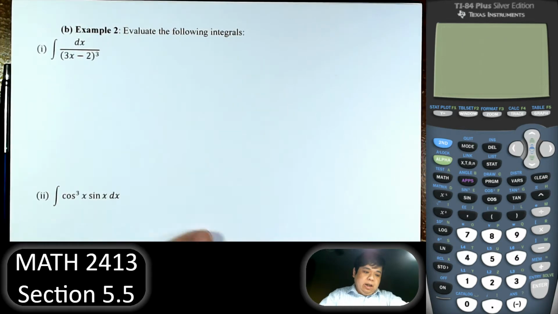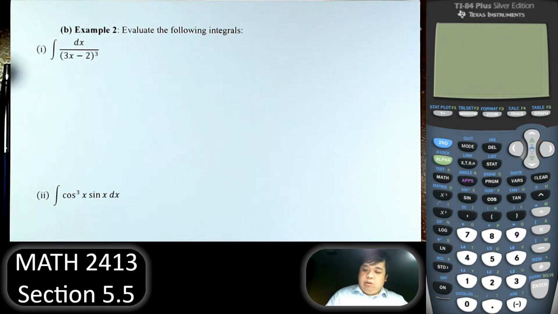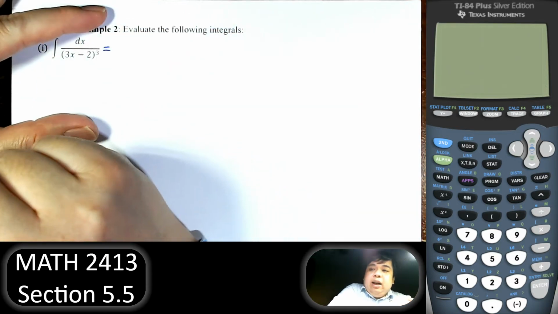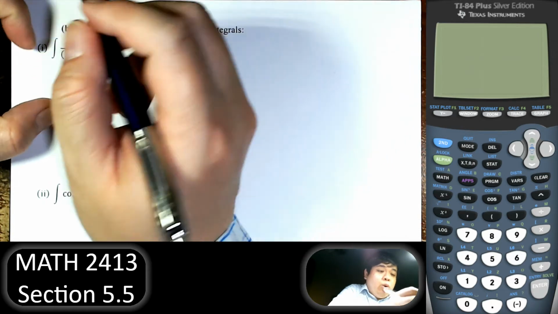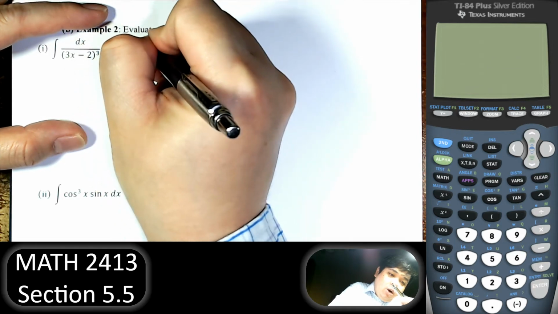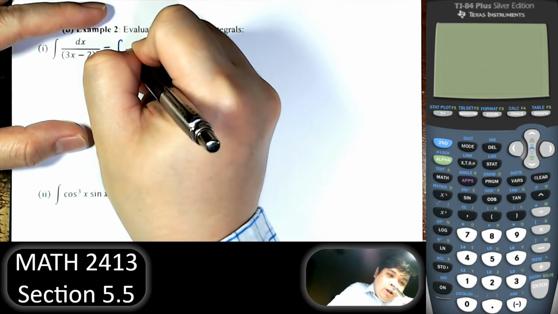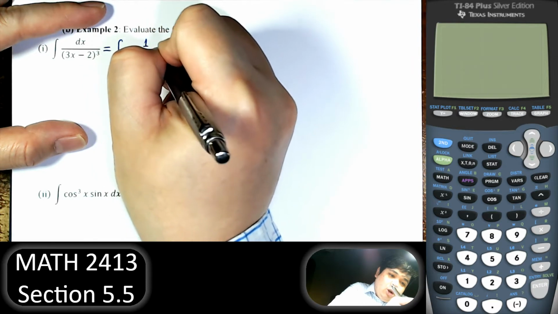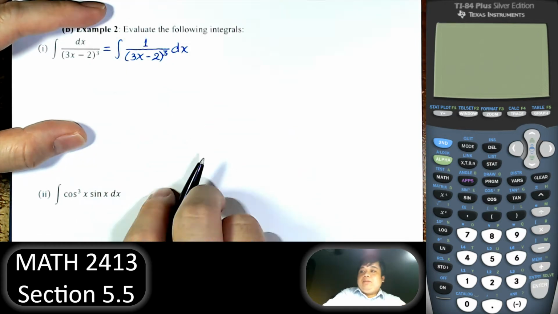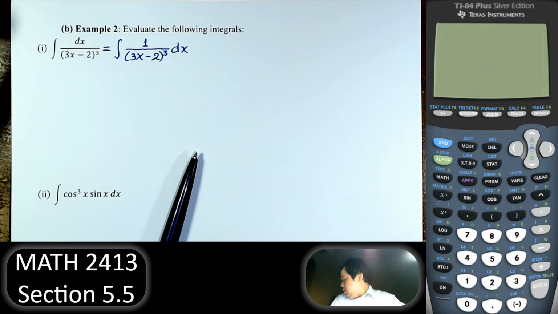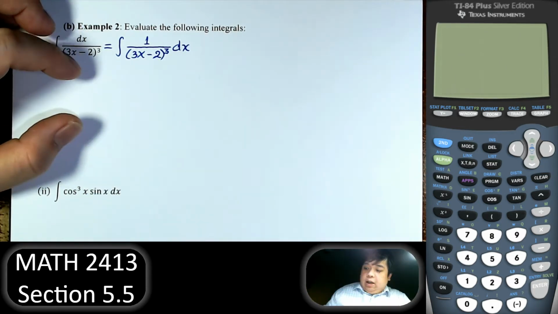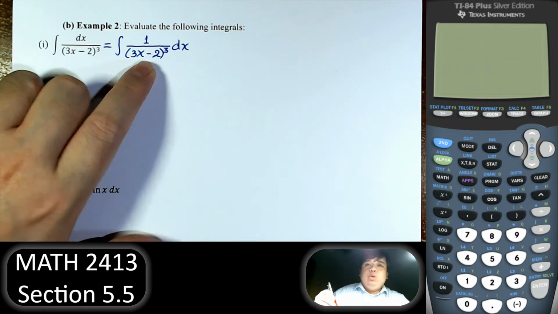Now we have more examples here. Evaluate the following integral. If we see something like this, it will be more useful if we move the dx to the back. So I will write this as 1 over (3x minus 2) cubed dx. In this case, we will use u. Let u be 3x minus 2, usually inside the parentheses.